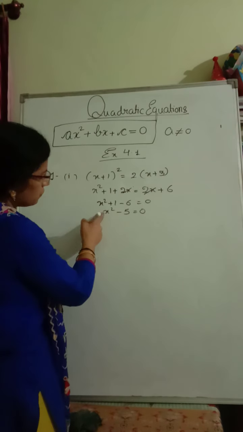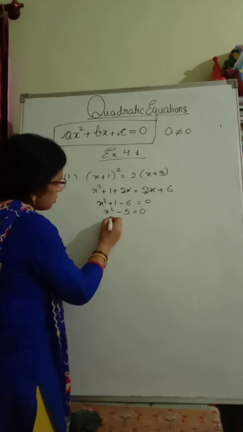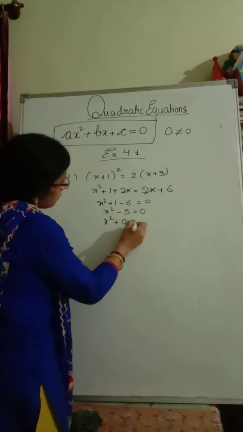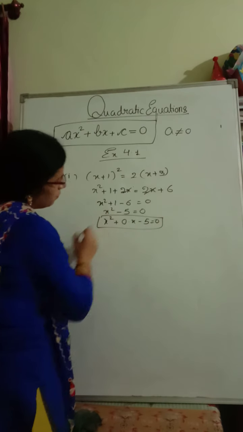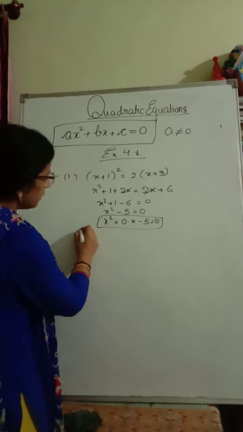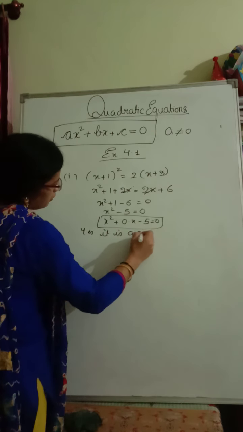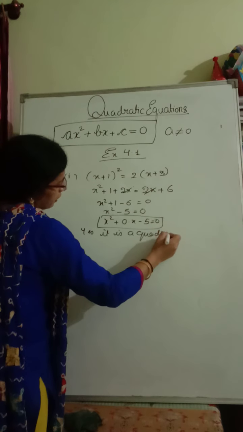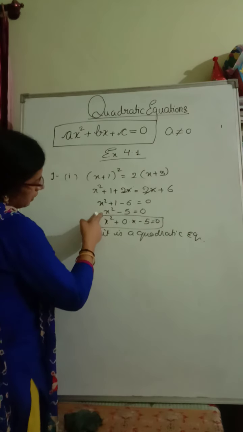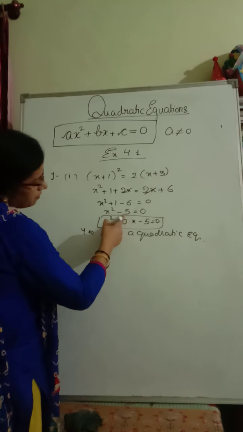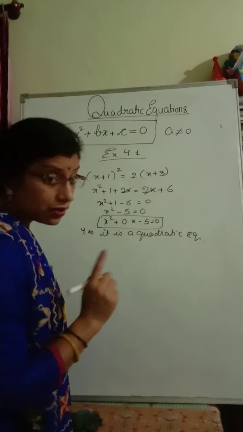Yes, because we can write it, x square should be there. x square plus 0 into x minus 5 equals to 0. So we can write it in this form. So we'll write, yes, it is a quadratic equation. Why? Because it is of the form ax square plus bx plus c equals to 0. So it is an equation.